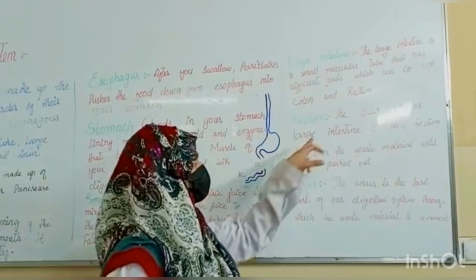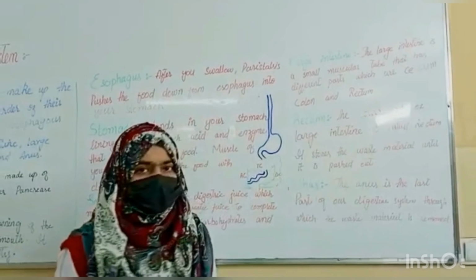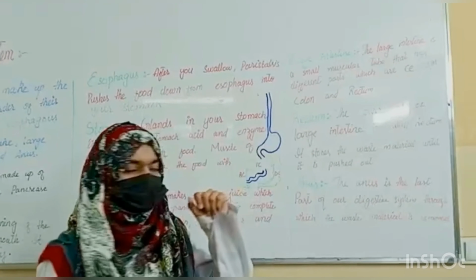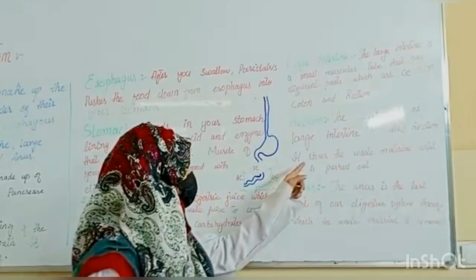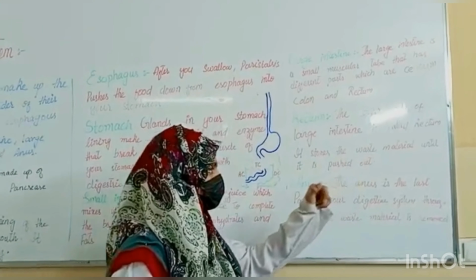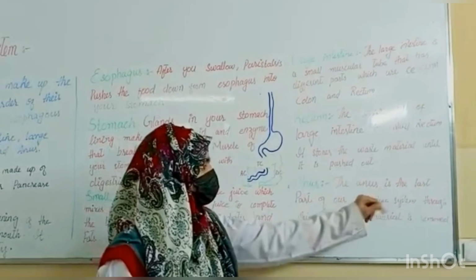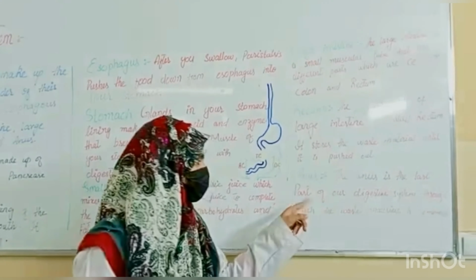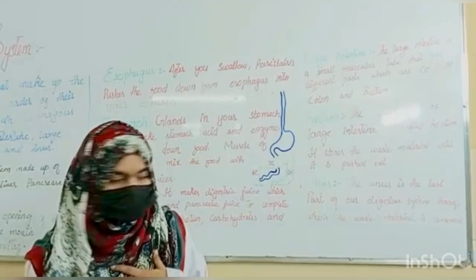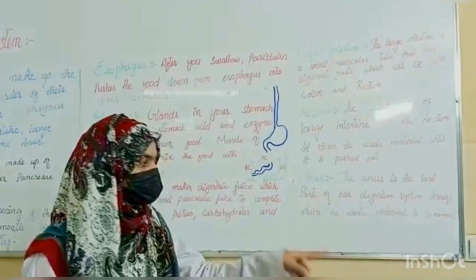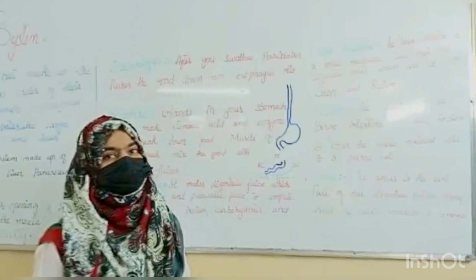The rectum, the lower end of the large intestine, is called the rectum. It stores the waste material until it is pushed out. Anus: the anus is the last part of our digestive system through which the waste material is removed.